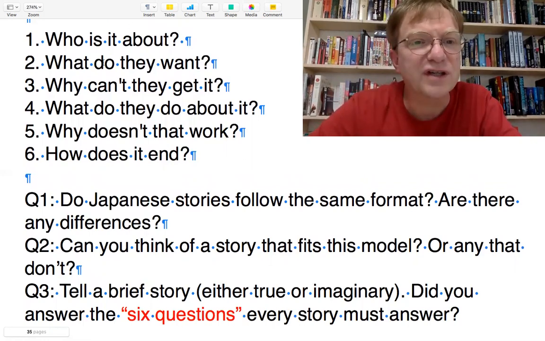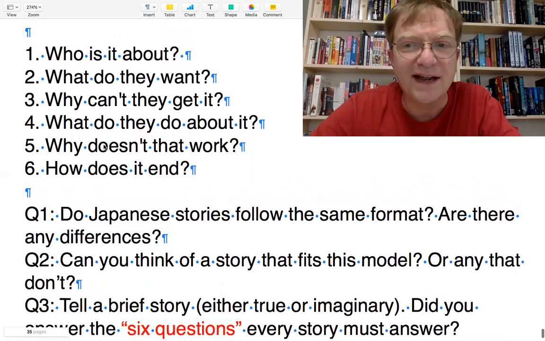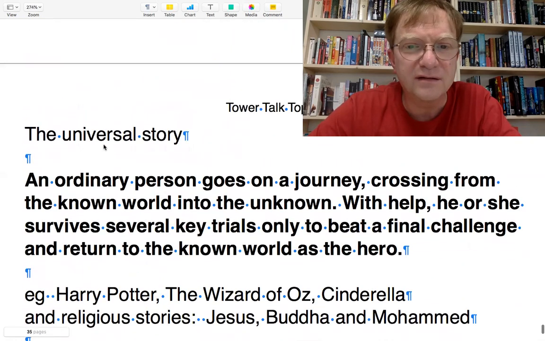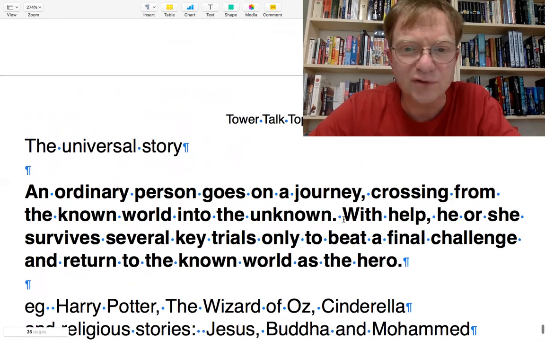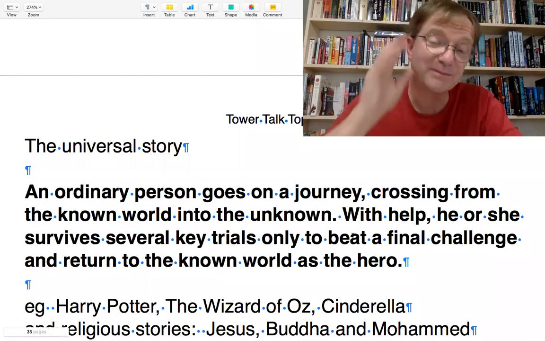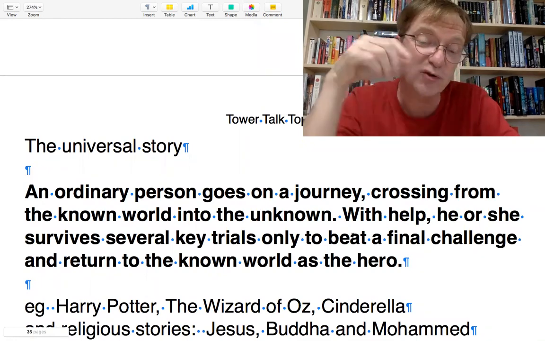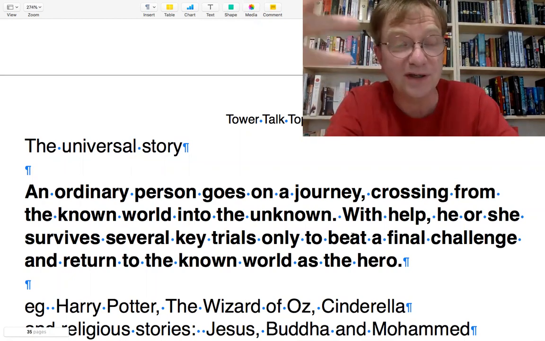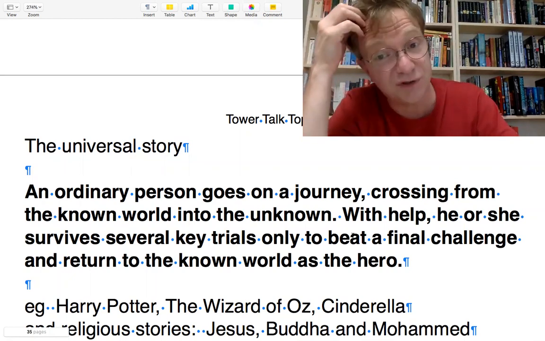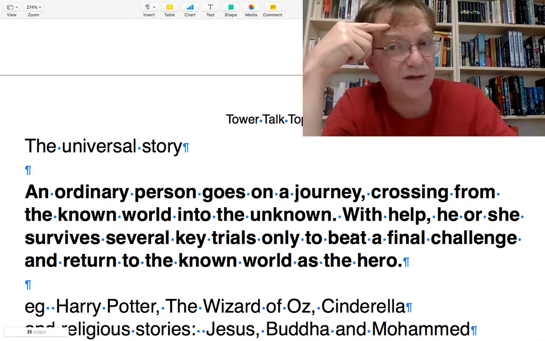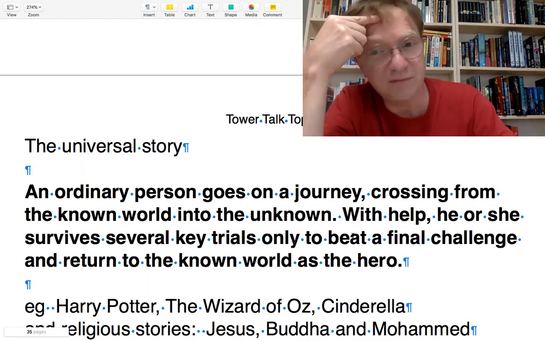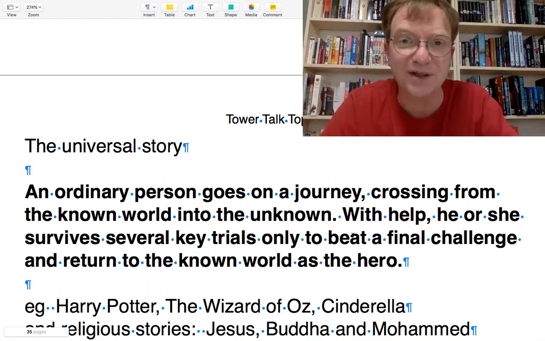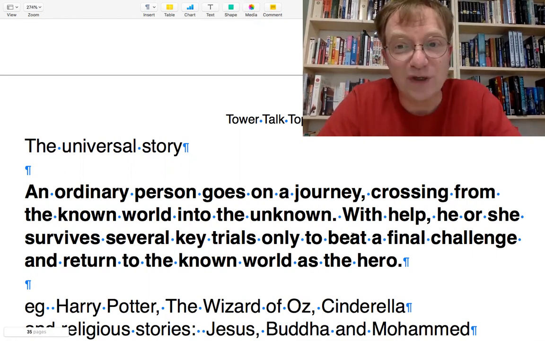So, okay, you've got those 6 points here and the basic universal story. Wow. Quite a difficult idea, isn't it? But if you understand this basic story, I think you can see it repeated in many stories that you hear, like children's stories. And I think it's true of Japanese stories as well, but you know more Japanese stories than I do. So I'll be interested to hear what you think.